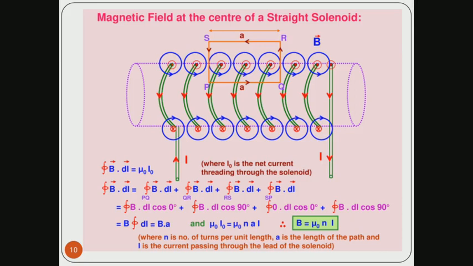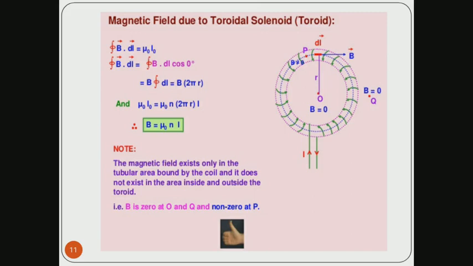So a solenoid we can consider in another form also, that's why we can say that's a toroid. What's a toroid? A toroid means it's an endless solenoid. That is, when a long solenoid is bent into a circle by joining its two ends, we get a toroid.